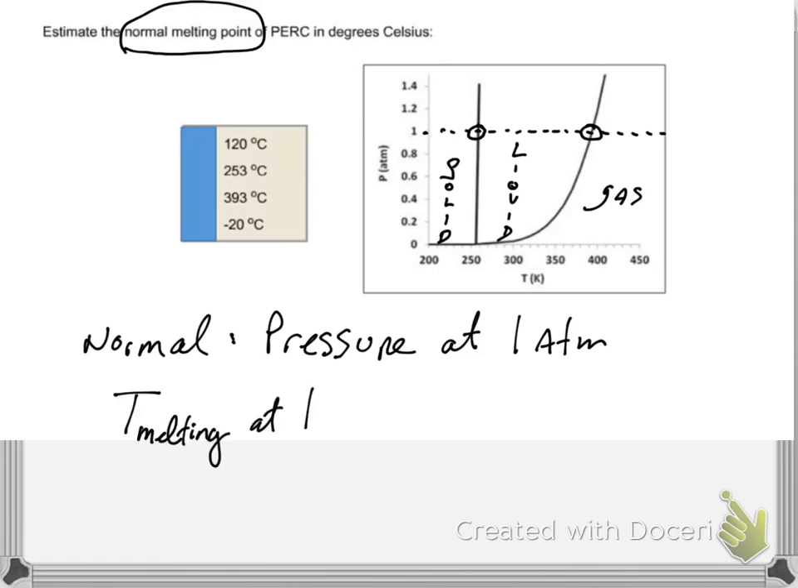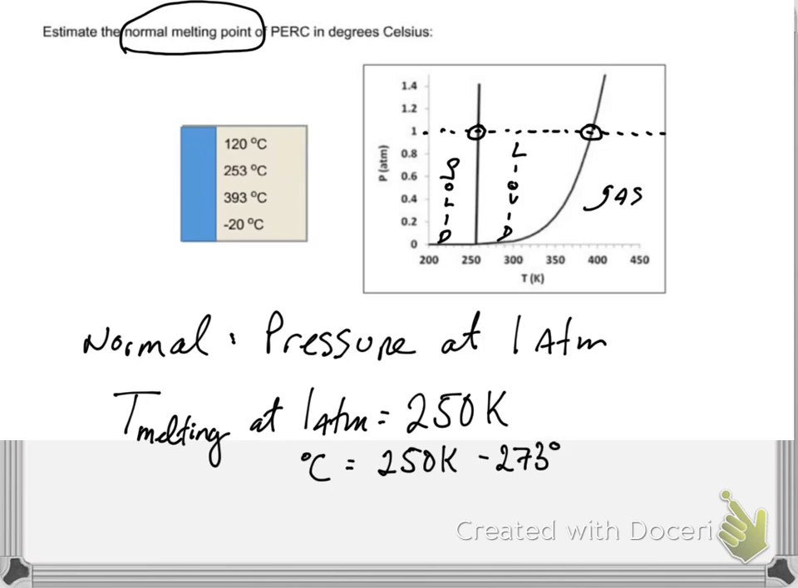Using this information, T melting at 1 atmosphere occurs at 250 Kelvin. If we wanted to calculate the degrees Celsius from that, we would take the Kelvin temperature, subtract 273 degrees, and get the degrees Celsius. And that would be the answer, minus 20.